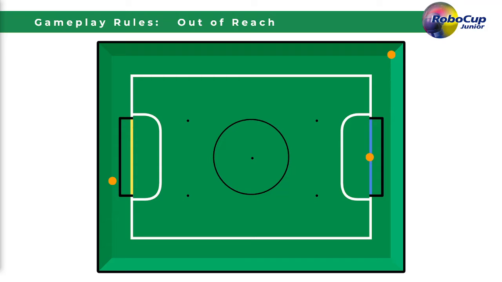In these cases, you as a referee may call out of reach immediately. You will then move the ball to the nearest unoccupied neutral spot immediately without a countdown.